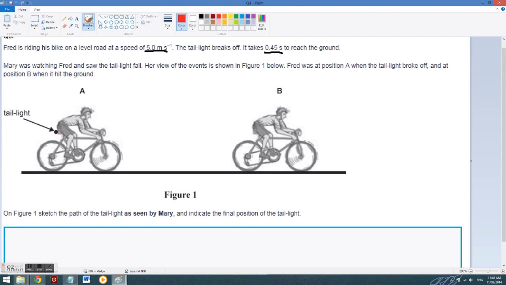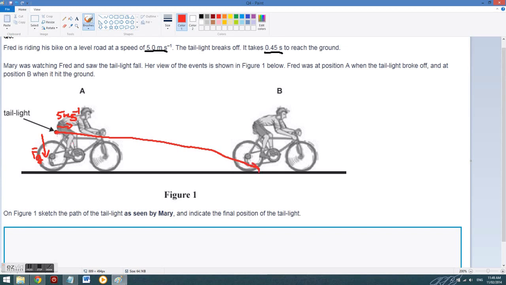Now, as I talked about before, we have a tail light here. The only force acting on it will be the gravity force. So everything else is unchanged. Only the vertical position is changing, because there's no force acting horizontally, so the horizontal speed is 5 meters per second. It's unchanged. So the tail light would just fall down in a parabola shape.